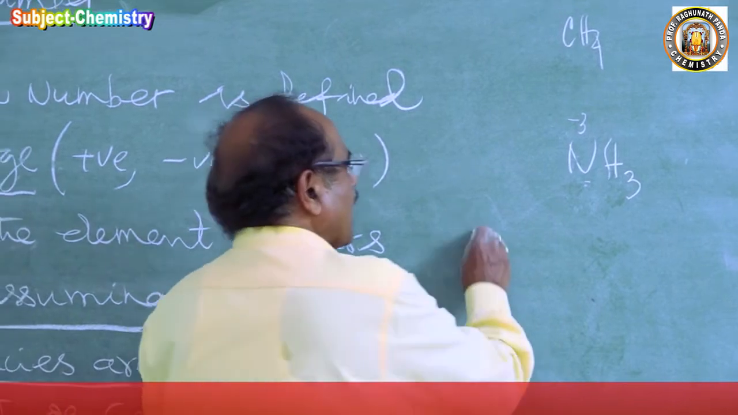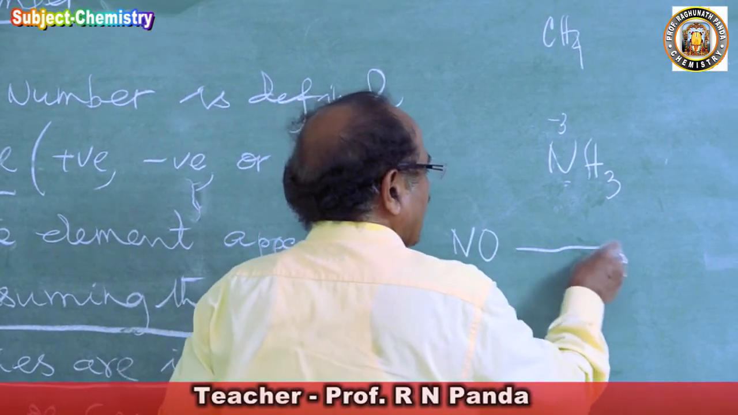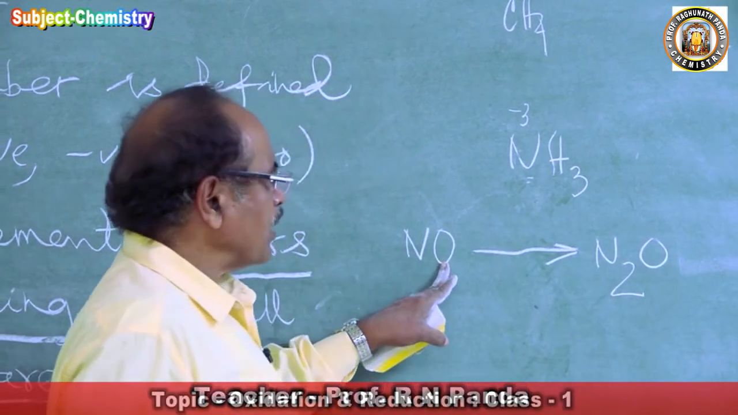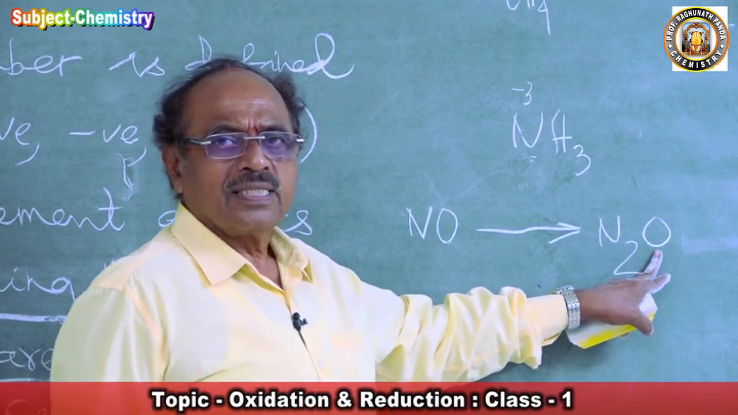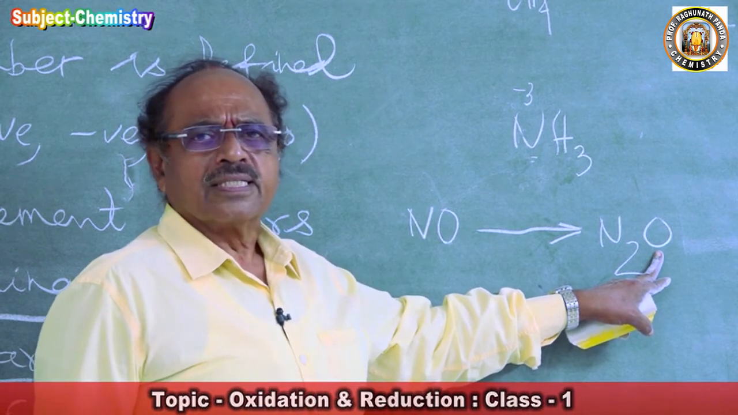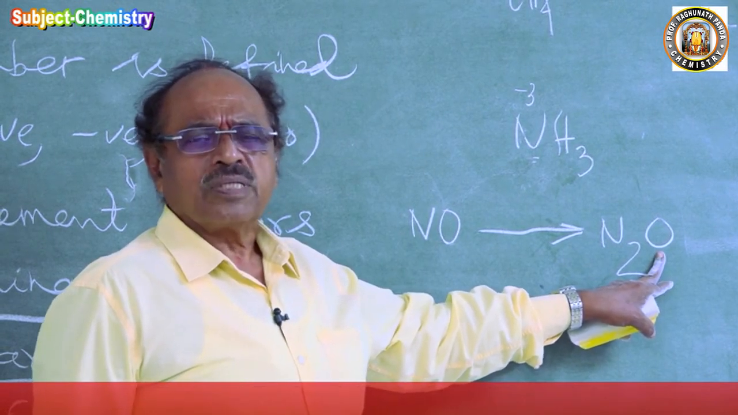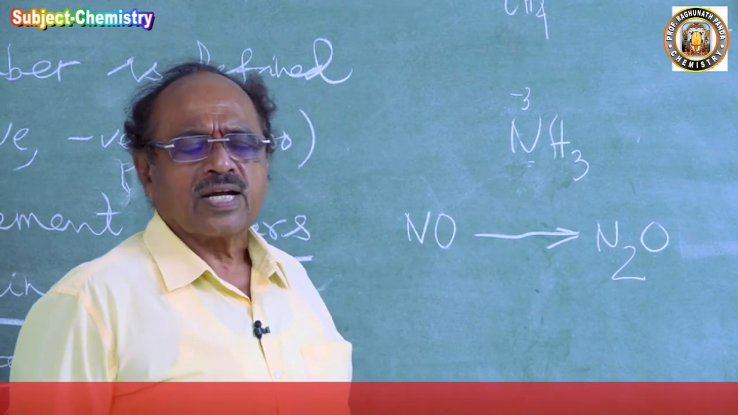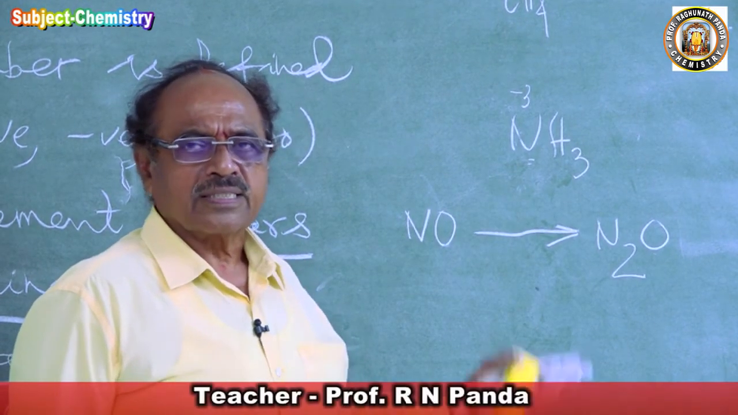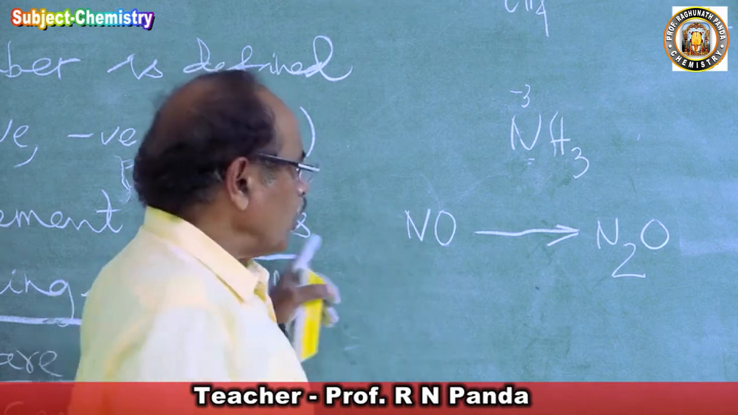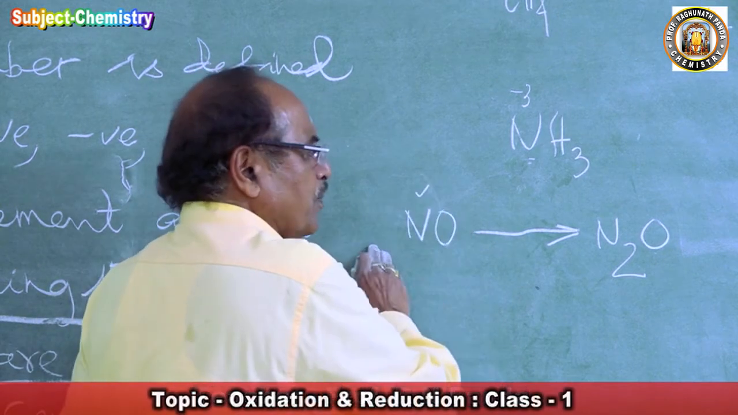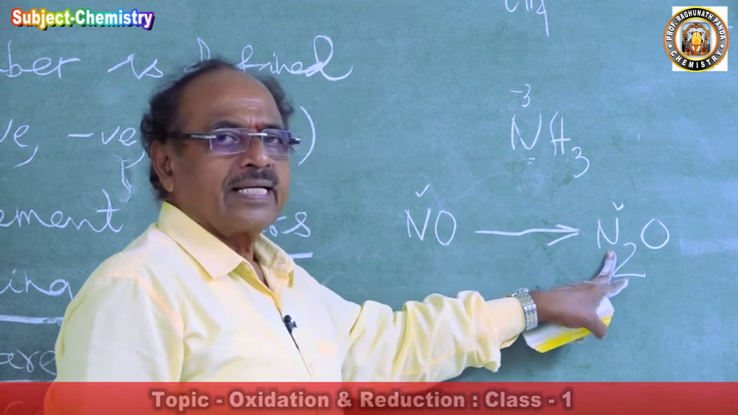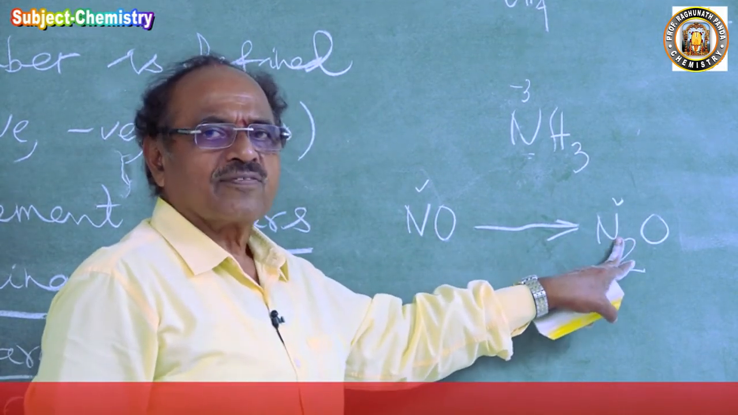For example, we have nitric oxide and we got nitrous oxide. You see here one oxygen, here also one oxygen. So there is no change in oxygen. Neither oxygen is removed nor added. But an oxidation or reduction reaction has taken place. What will we do? We will calculate the charge of nitrogen here, and we will calculate the charge of nitrogen in nitrous oxide.